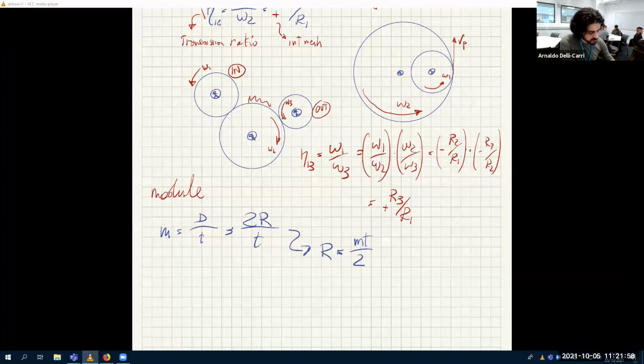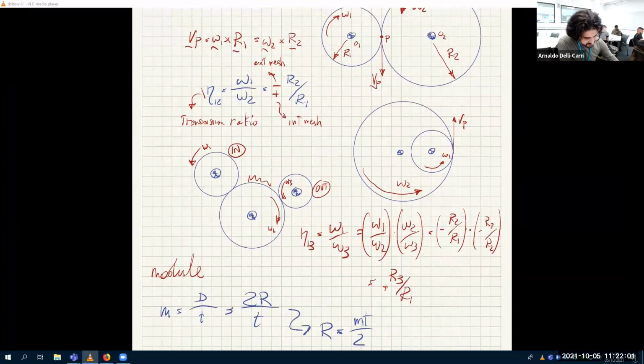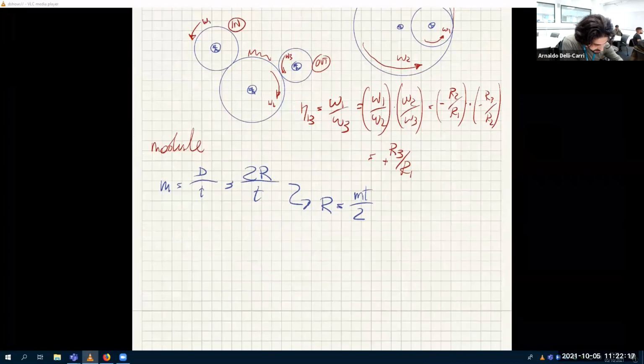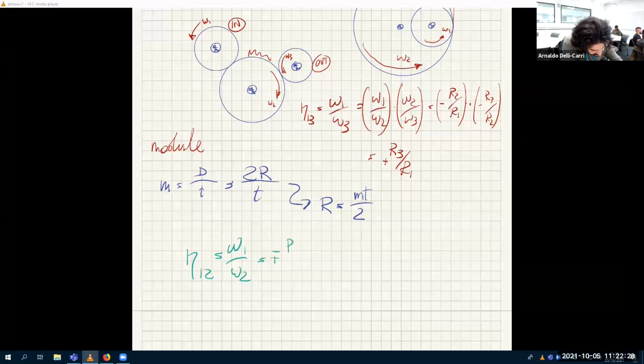And remember what I told you, this is the transmission ratio. So I can say that the transmission ratio is also mt2 divided by 2 divided by mt1 divided by 2. Of course, m divided by 2 and m divided by 2 go away. So the transmission ratio is omega 1 over omega 2. This is the definition. But this is also equal to minus or plus R2 over R1, which is also equal to minus or plus T2 divided by T1. Okay? If the gears have the same module.